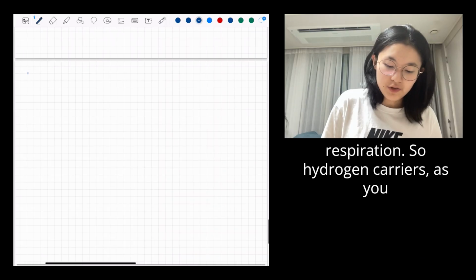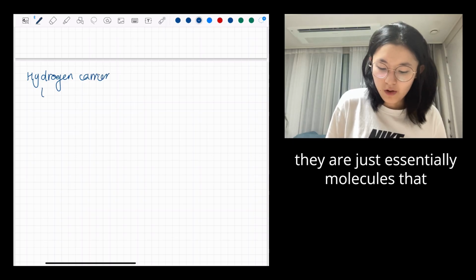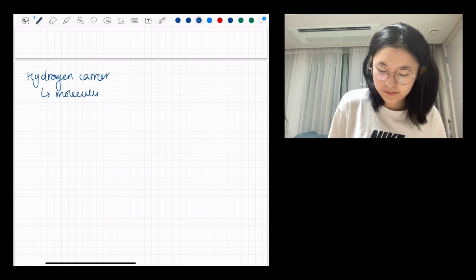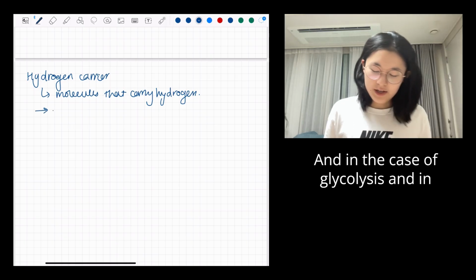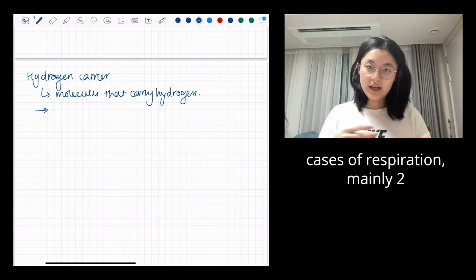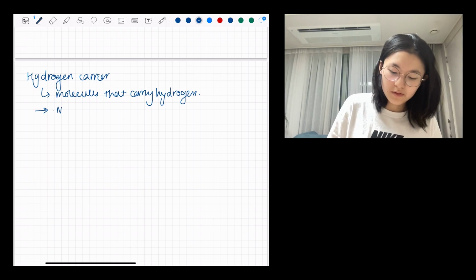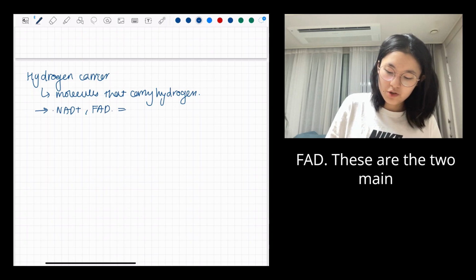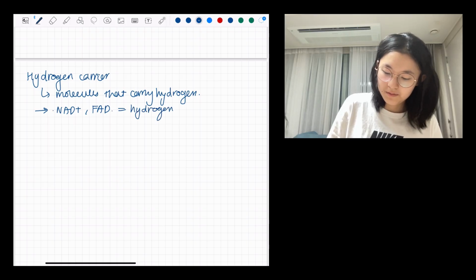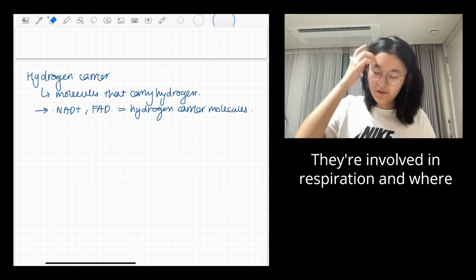So hydrogen carriers, as you can probably infer from the name, are essentially just molecules that carry hydrogen. And in the case of glycolysis and respiration, mainly two hydrogen carrier molecules are involved, and these are NAD plus and FAD. These are the two main hydrogen carrier molecules that are involved in respiration.